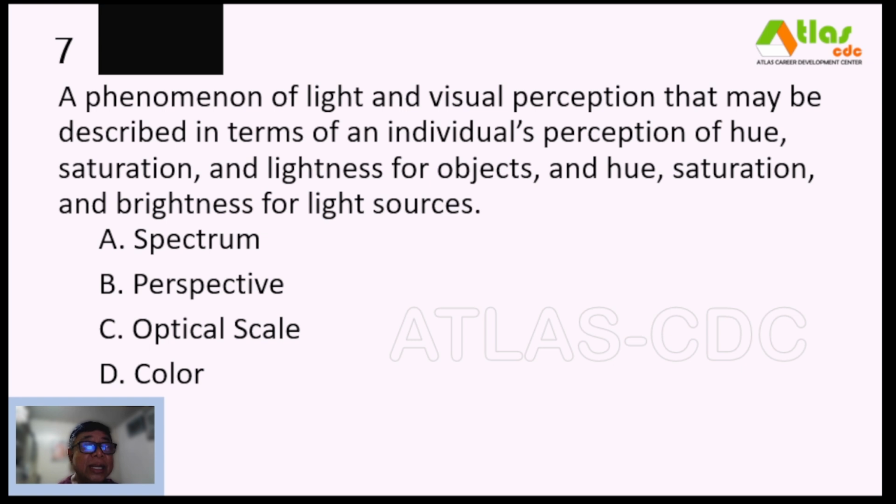Number 7, a phenomenon of light and visual perception that may be described in terms of an individual's perception of hue, saturation, and lightness for objects, and hue, saturation, and brightness for light sources. A, spectrum. B, perspective. C, optical scale. And D, color.